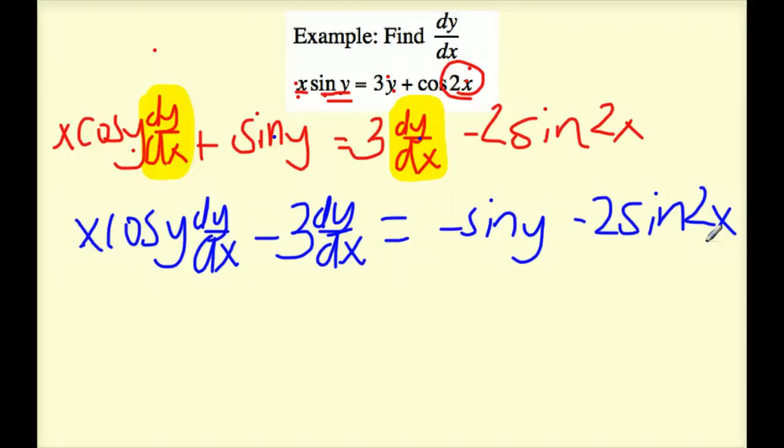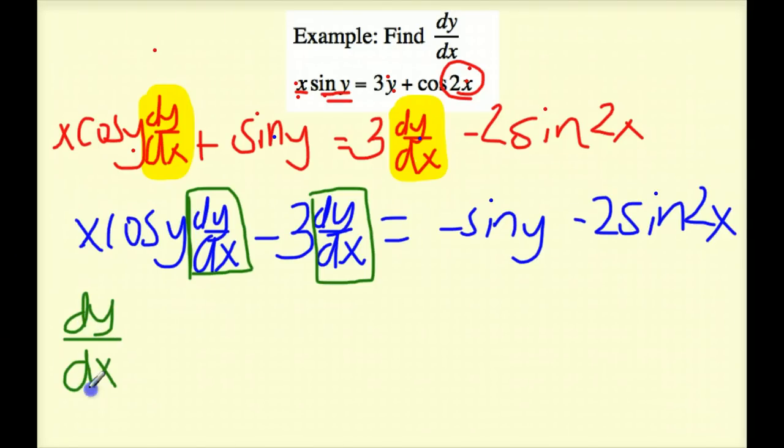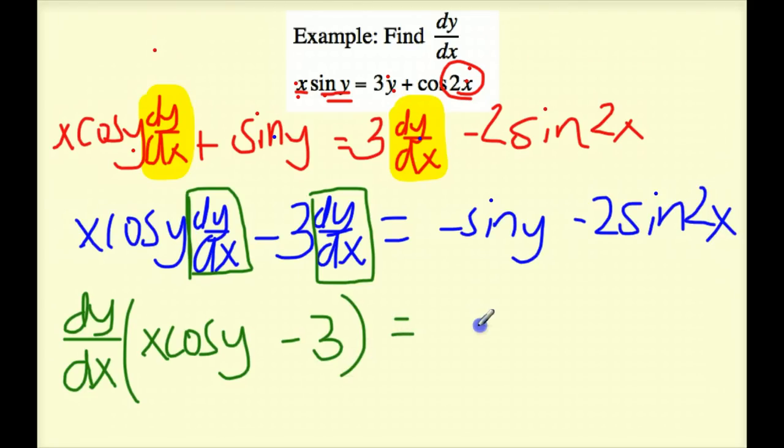And so if I continue this off, I notice that I can factor out this dy/dx and this dy/dx. So if I factor that out, I get dy/dx times, in fact what's left over is x cosine of y minus 3, which is equal to negative sine y minus 2 sine of 2x.